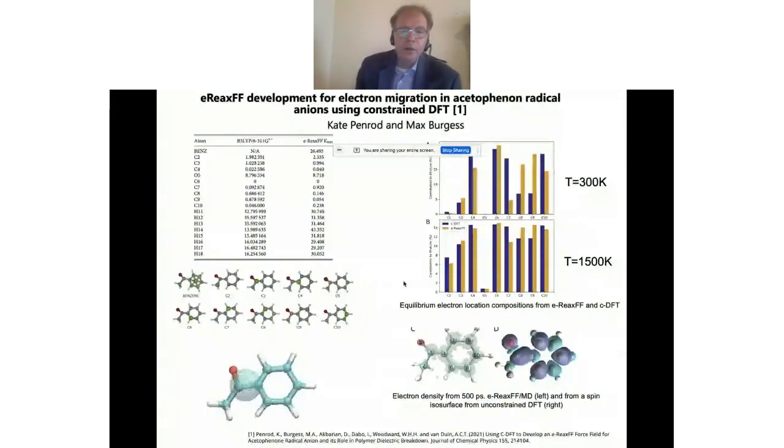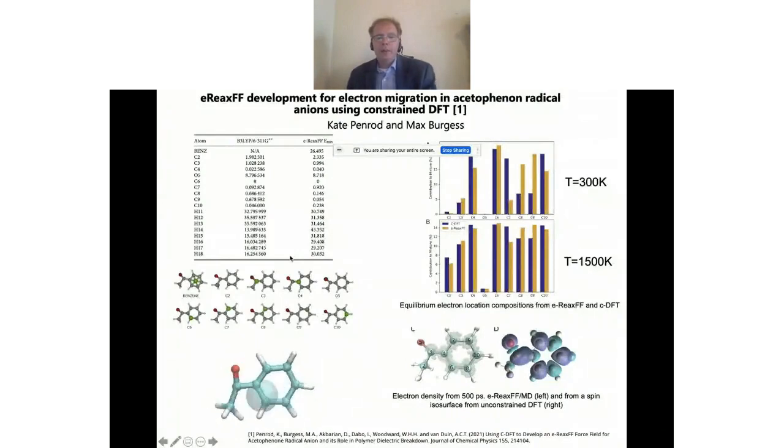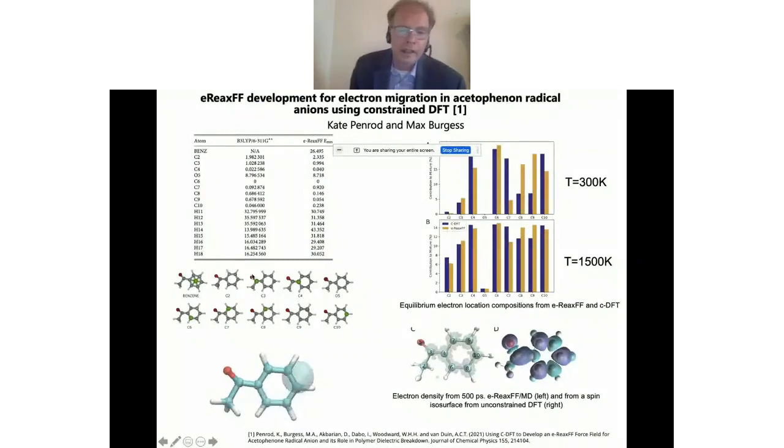An interesting new concept there that we published last year, and it's done by Kate Penrod, who graduated last summer from my group, is essentially combining this with constrained DFT. So this is an acetophenone radical anion. The excess electron can clearly delocalize itself over the molecule.